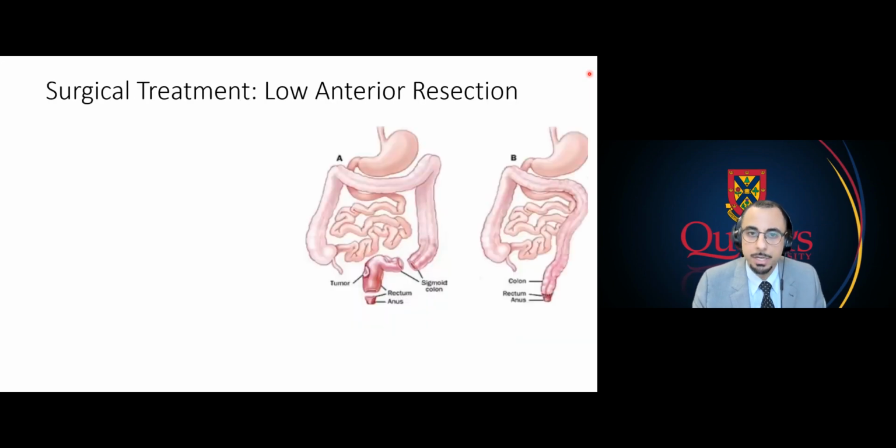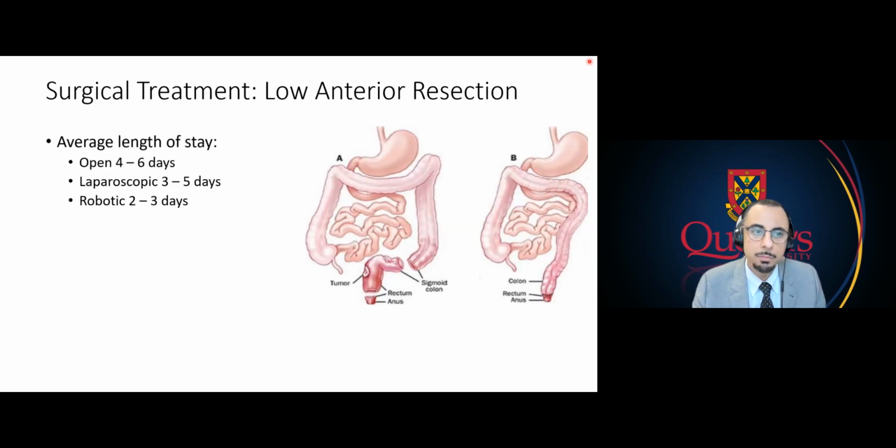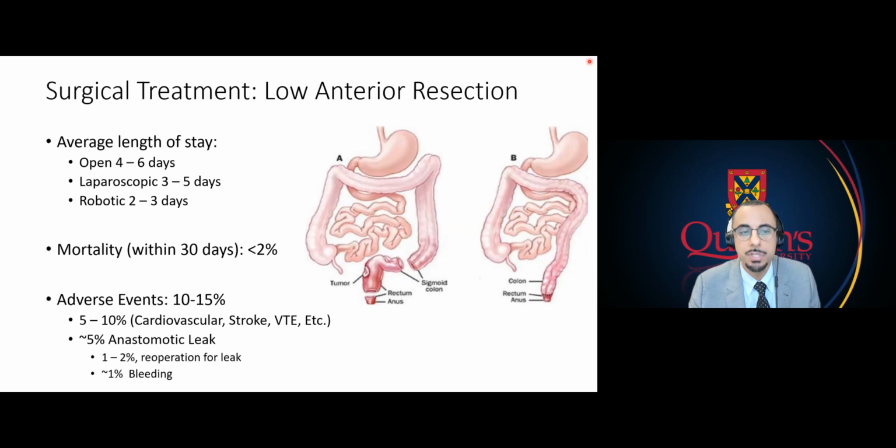So in that particular scenario, that patient generally would have been treated with a low anterior resection. And with low anterior resections, open is about a 4 to 6 day hospital stay, laparoscopic 3 to 5, and robotic surgery only 2 to 3 days, which is quite impressive. The mortality within 30 days is less than 2%. So overall, it's a fairly safe procedure.